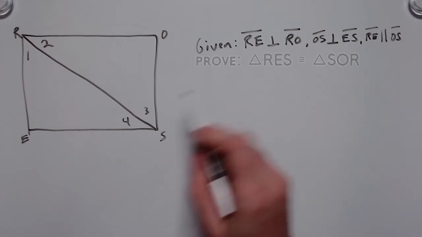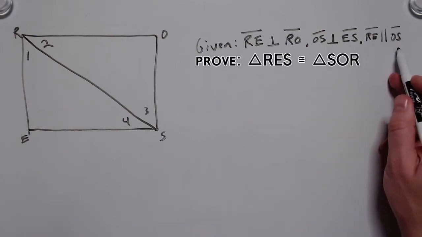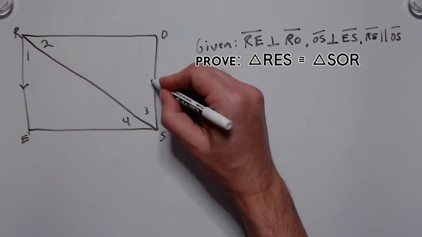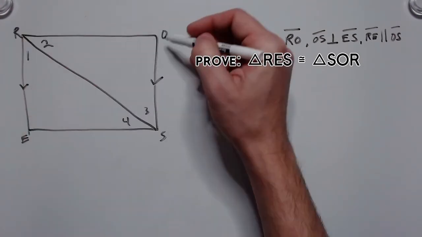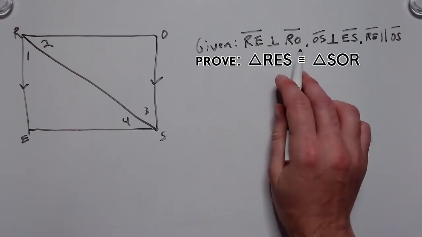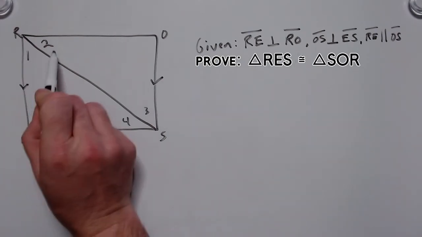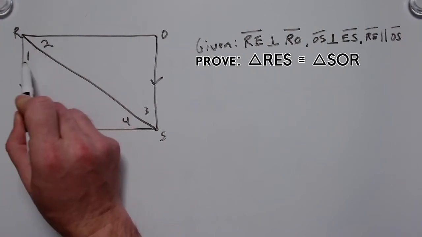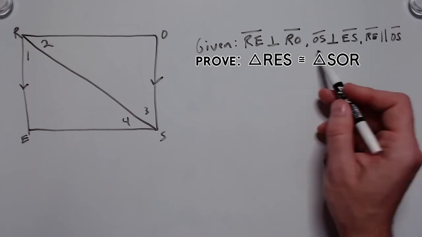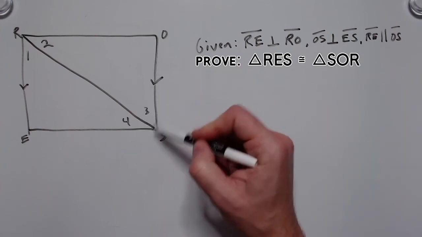So let's make some marks. So RE parallel to OS. Okay, so I'm going to put this little arrow on here to show that these are parallel, RE and OS. And so RE is perpendicular to RO, so that's this here is 90 degrees. So 1 plus 2 would be 90, and ES and OS, again this corner, similar thing.